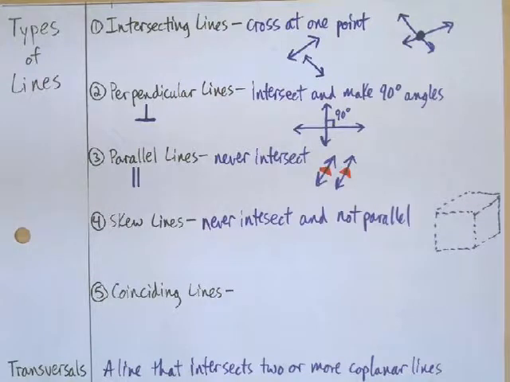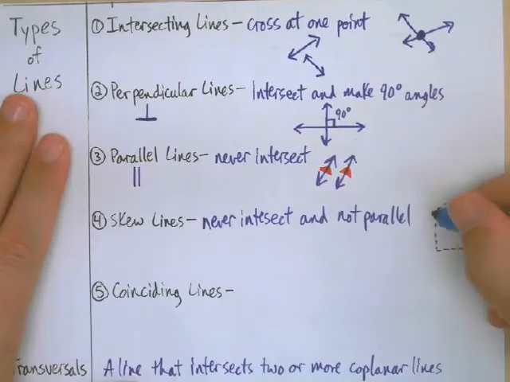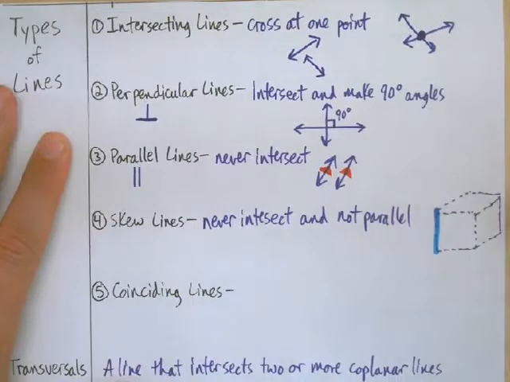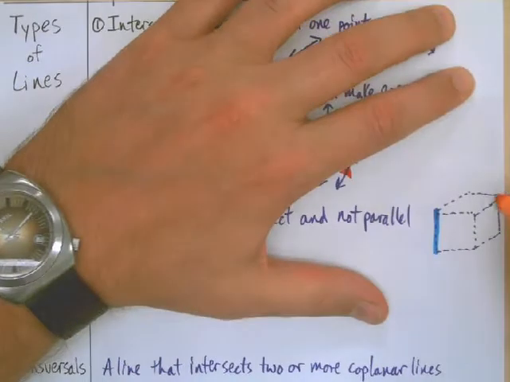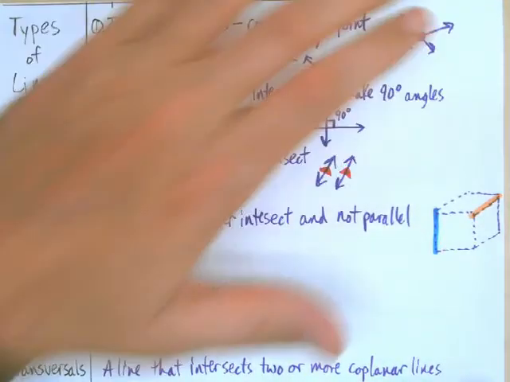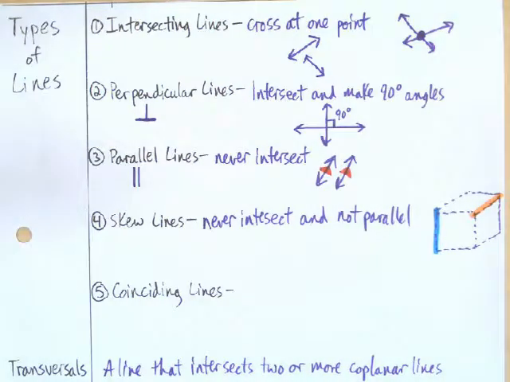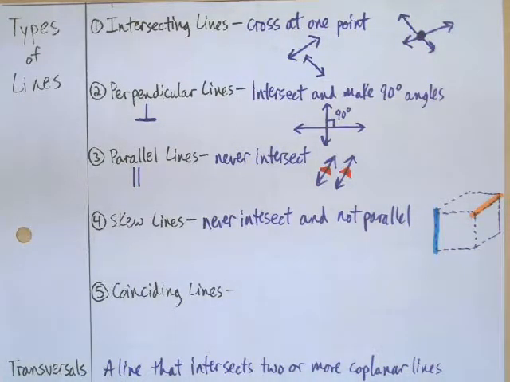And in this three-dimensional shape, I'm going to highlight two lines that would be considered skew. This line in blue would be considered skew with this line in orange. They do not intersect, and they are not parallel.